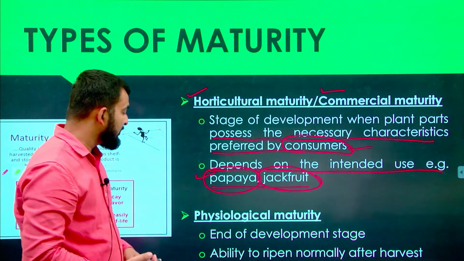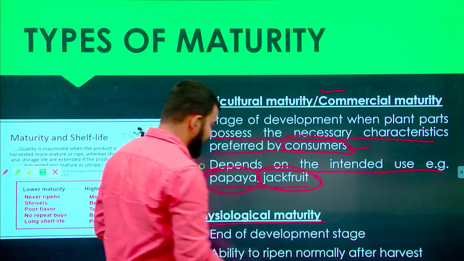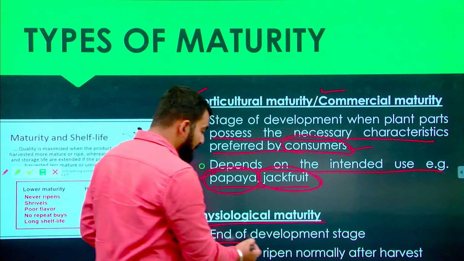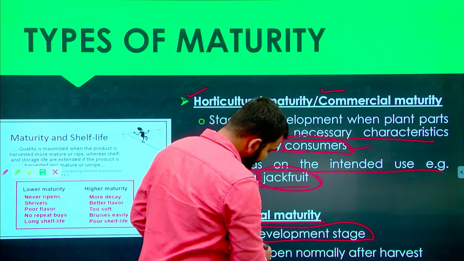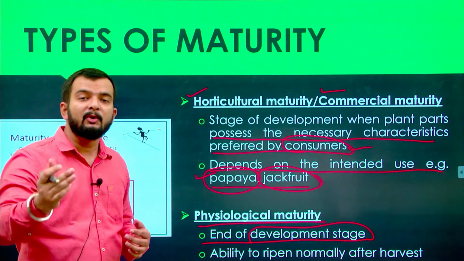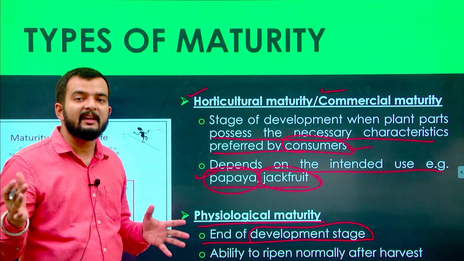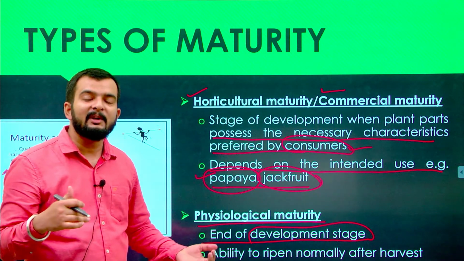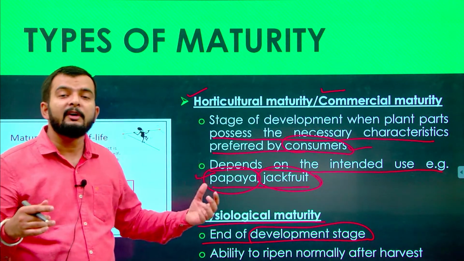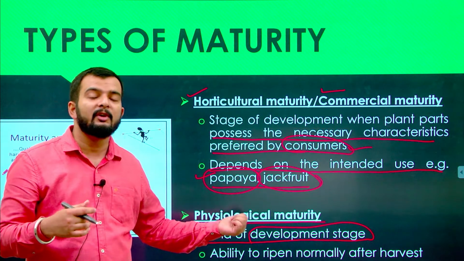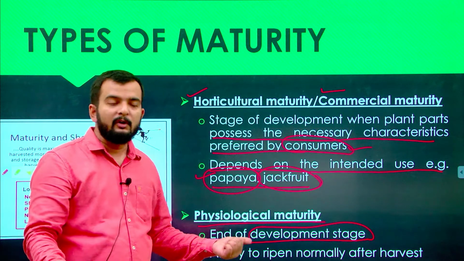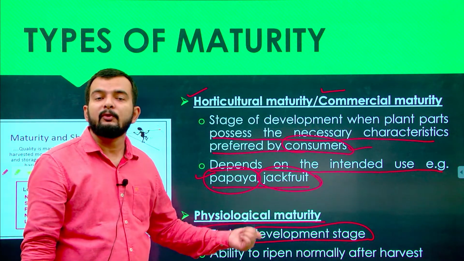Okay, now second is physiological maturity. Physiological maturity is the end of the development stage. That is, no more growth will occur in the fruit. It has reached the maximum growth stage. Now the size of the fruit is maximum. After this, only ripening will take place. Now physiological maturity, if you want a ripened fruit, may be equal to the ripened stage also, or the harvesting may take place when the fruit has ripened.